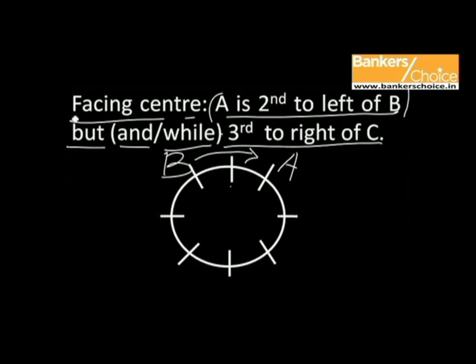Now from the second part of the sentence, but third to the right of C. In such cases, when but, and or while is used, the person referred is A again. So I can say that A is third to the right of C. As A is already placed and he is towards right, I can say that A should be in anti-clockwise direction because the persons are facing center. So C can be placed 3 positions away from A, that is 1, 2 and 3.